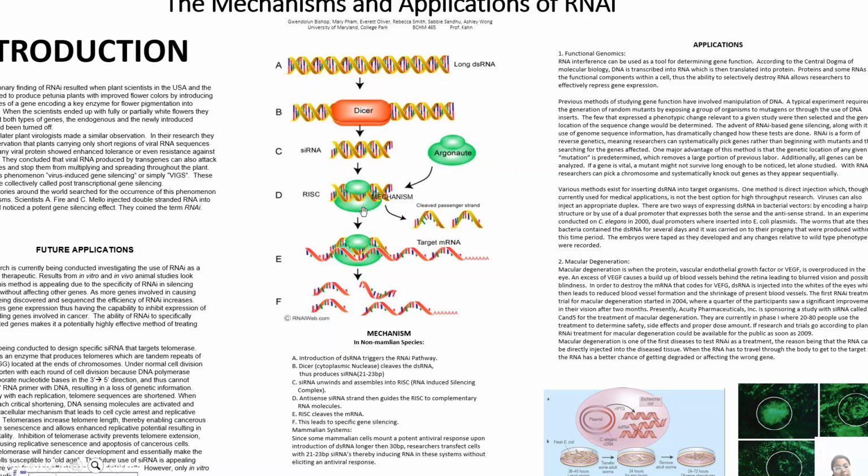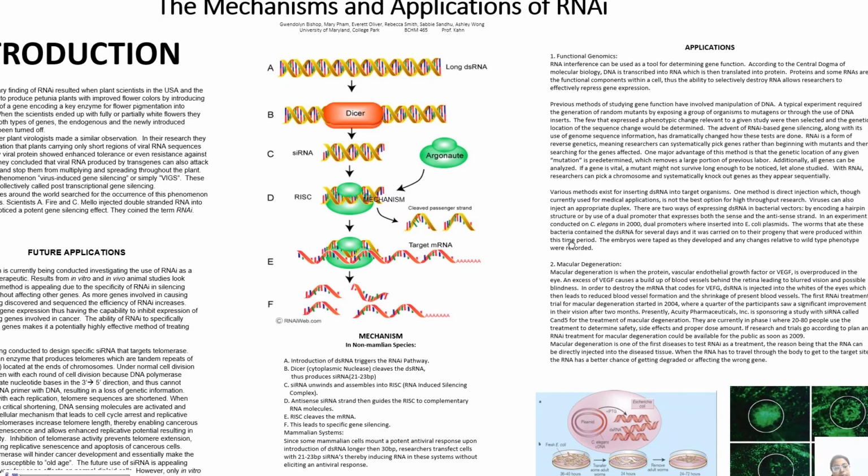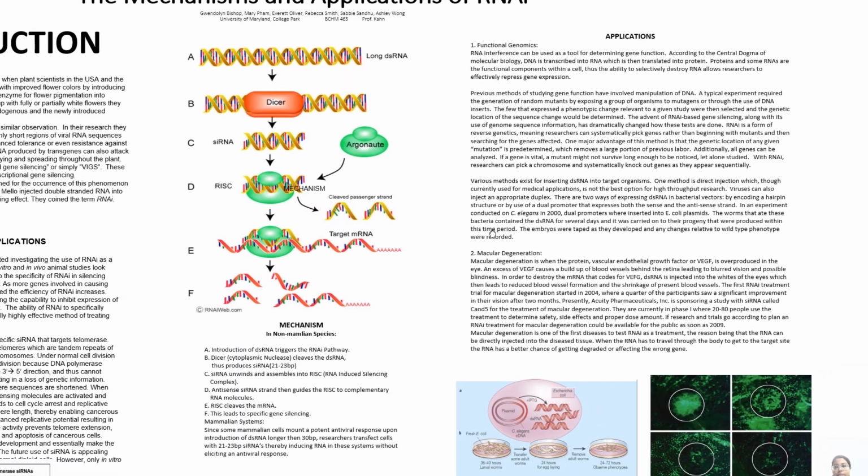Now, since mammalian cells mount a potent antiviral response upon introduction of dsRNA longer than 30 base pairs, researchers transfect cells with 21-23 base pair siRNAs, thereby inducing RNA interference in these systems without eliciting an antiviral response.